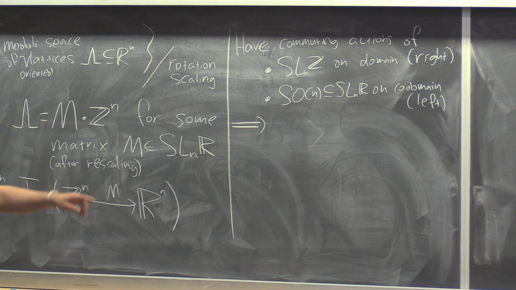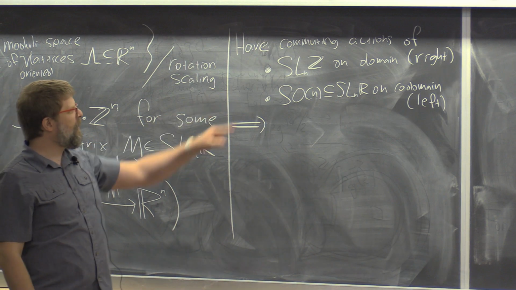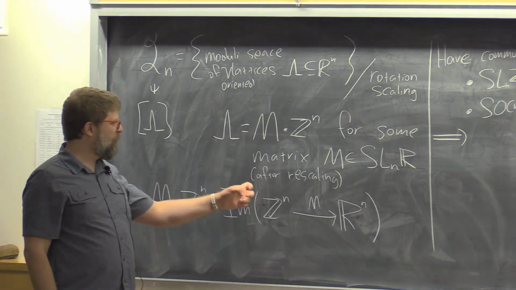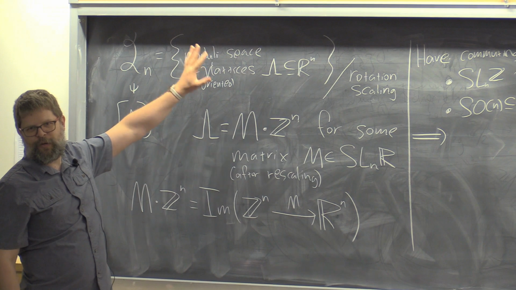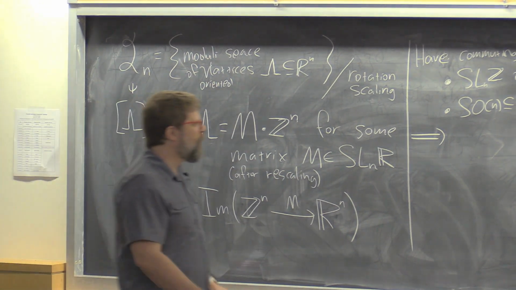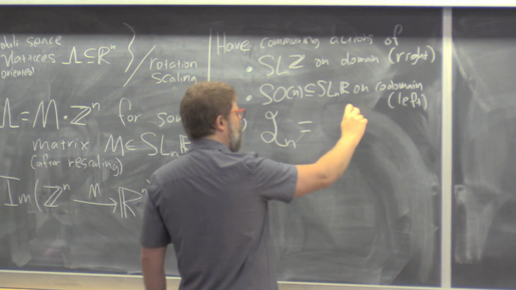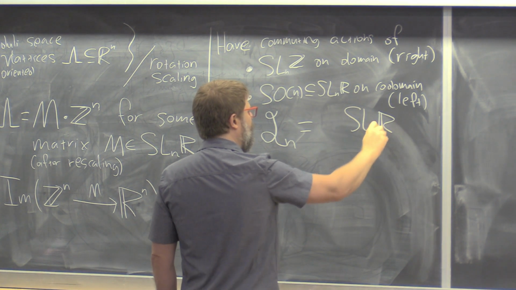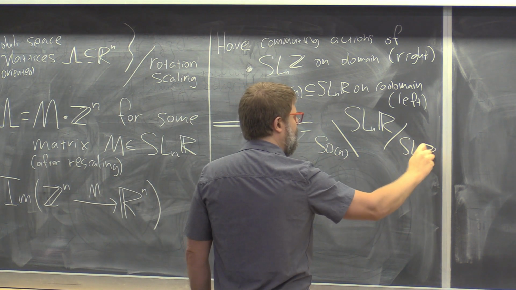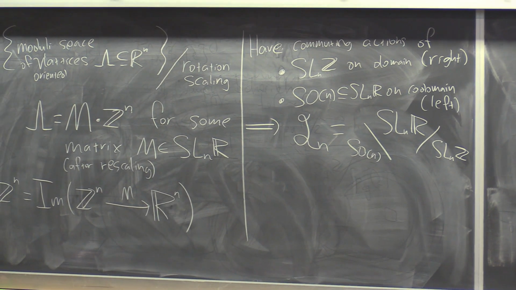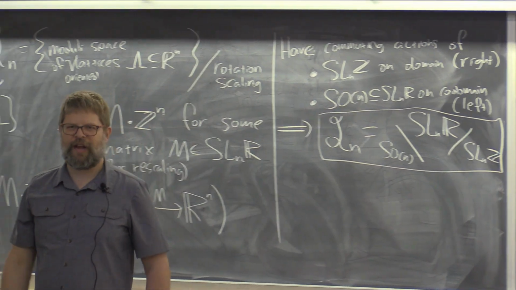Modding out by the action of SLn Z takes care of the fact that when we do this, we're implicitly choosing a basis for Z to the n. If we change the basis for Z to the n, that doesn't change what lattice we're thinking about, it just changes how we're writing it. So the space of lattices is a double coset space: we have SLn R, and we mod out by SOn on one side and by SLn Z on the other side.